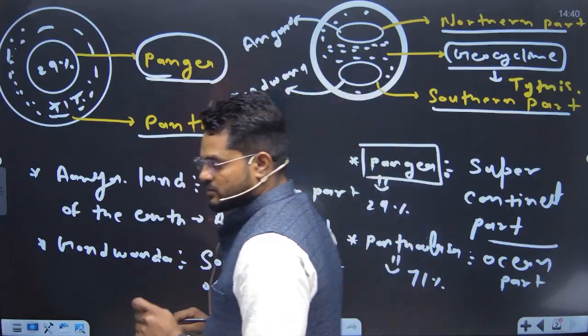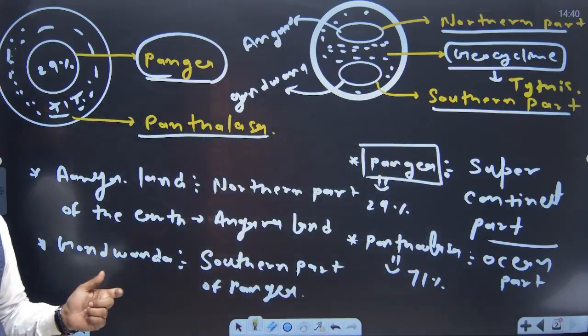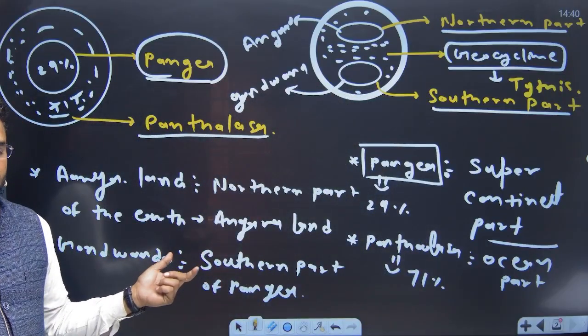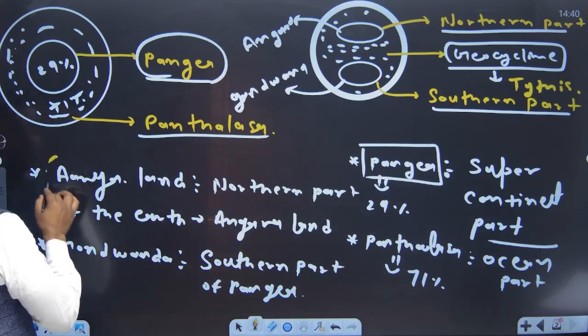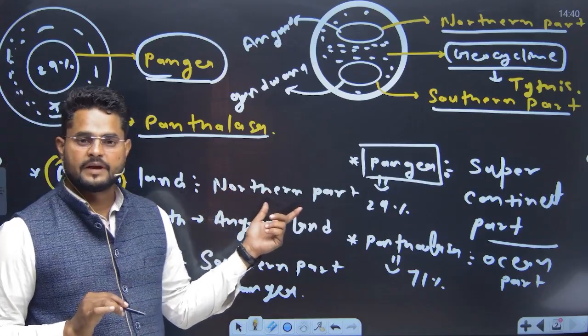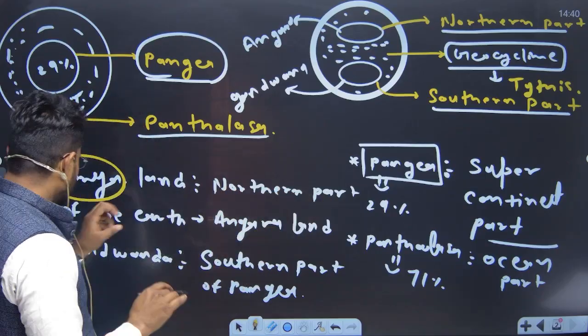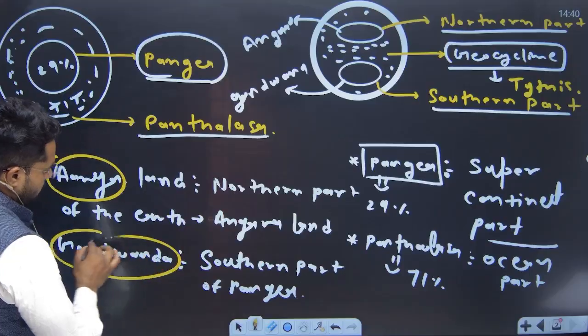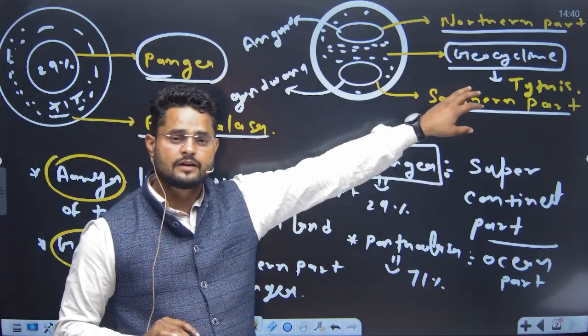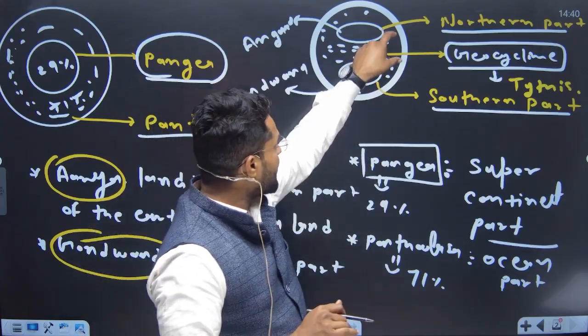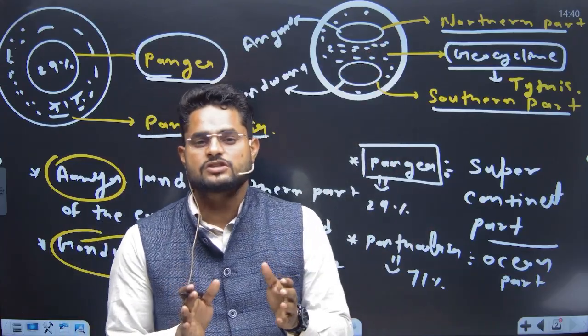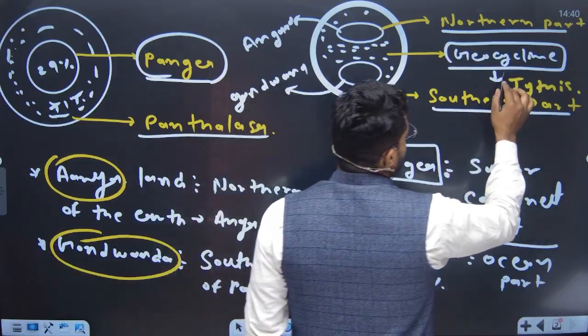So three terms we learned from here: Angara land, Gondwana land, and Tethys Sea. What is Angara land, dear student? The northern part of Pangea is known as Angara land, and the southern part of Pangea is known as Gondwana land. And what is Tethys Sea? Between Angara land and Gondwana land there is a geosyncline which is known as Tethys Sea.